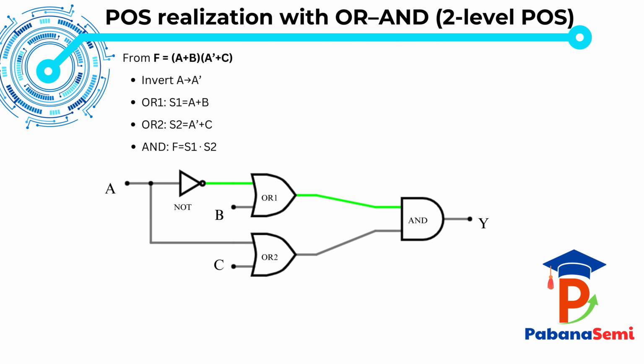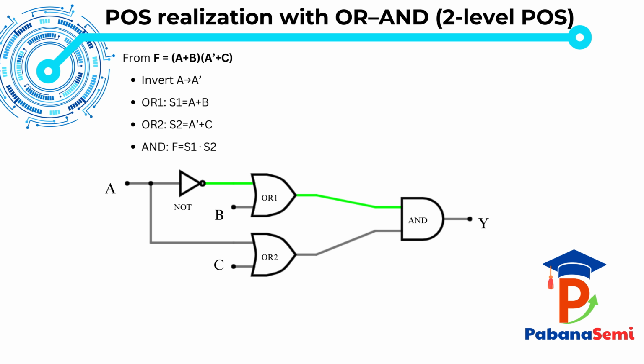Now let's see how to realize a Boolean function in POS form using a two-level OR-AND implementation. In this example, the function is written in POS as F equals (A plus B)(A prime plus C). This is called a product of sums because we are multiplying, meaning ANDing, two sum terms. Step 1 is to generate the complemented variable A prime. So we pass A through a NOT gate to produce A bar.